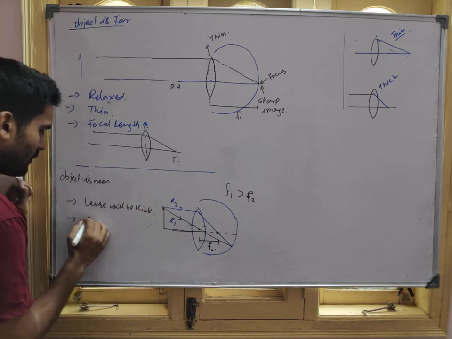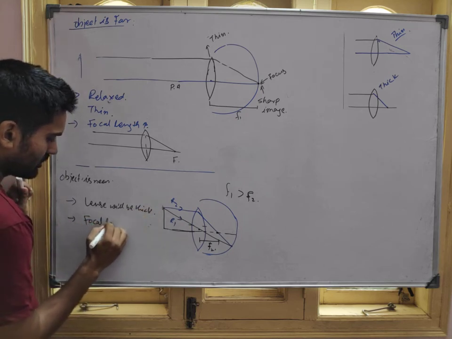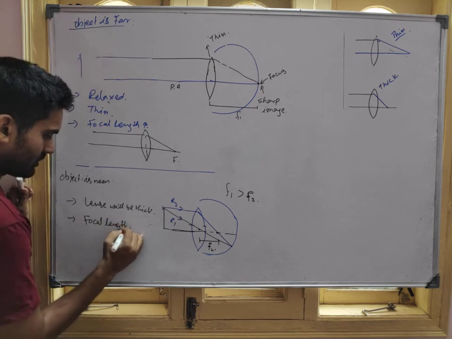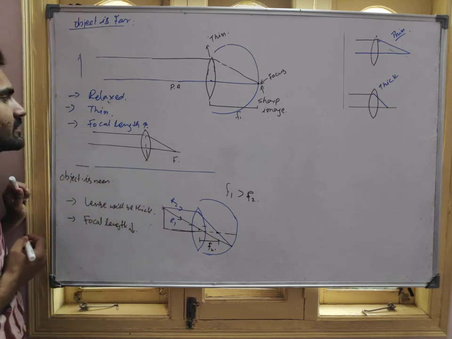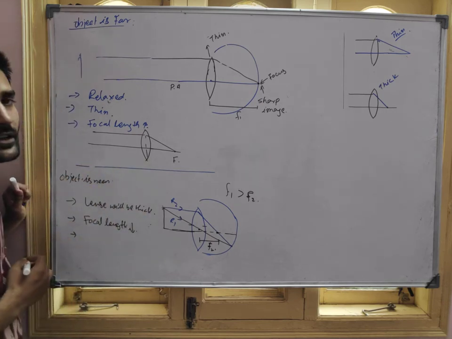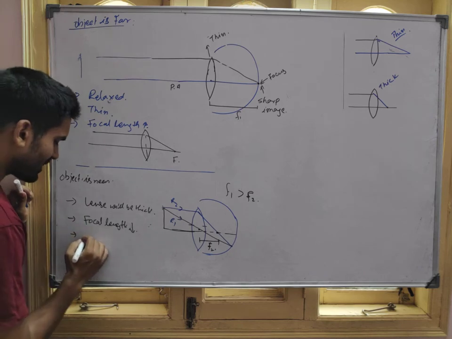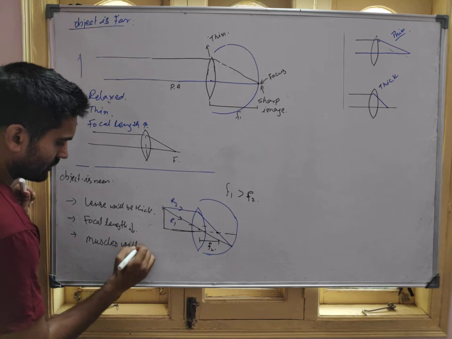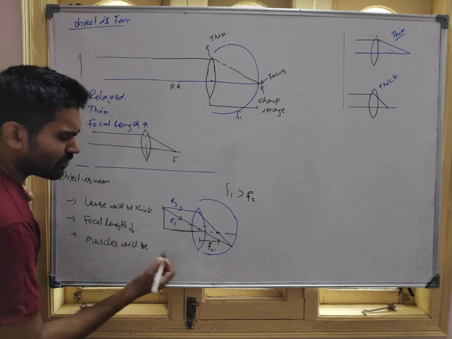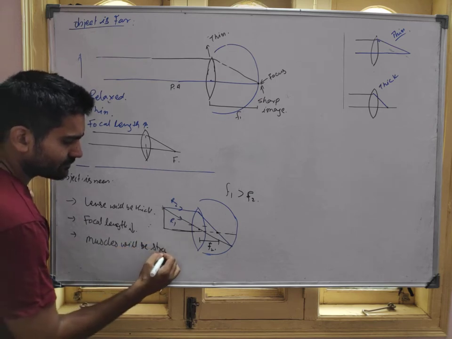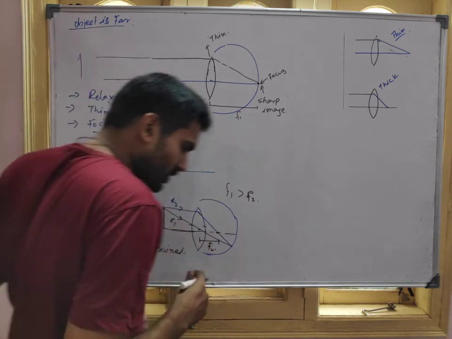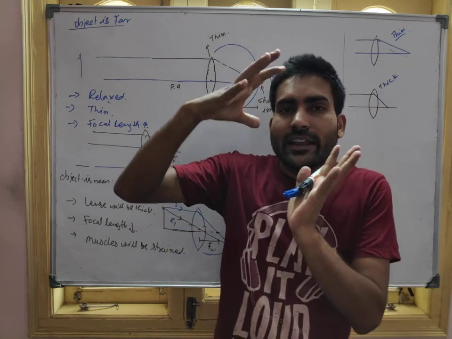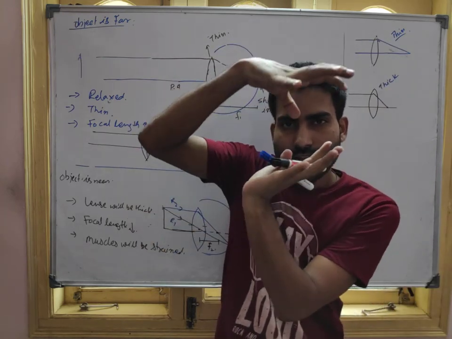Okay. Focal length decreases. Focal length decreases. Okay. And the muscle will not be relaxed. They will be strained. The muscle will be alert, or we can say strained. Okay, it means the muscle will try to push the lens like this. They will try to push the lens.